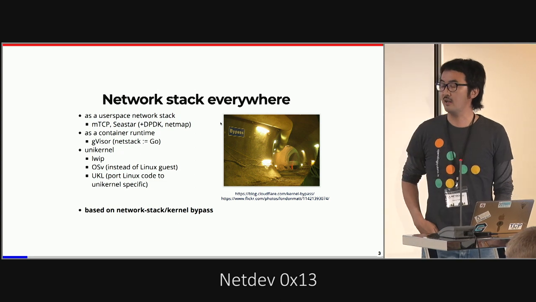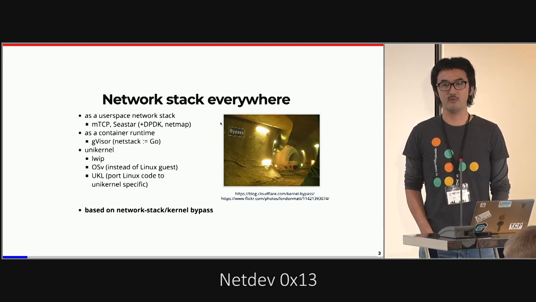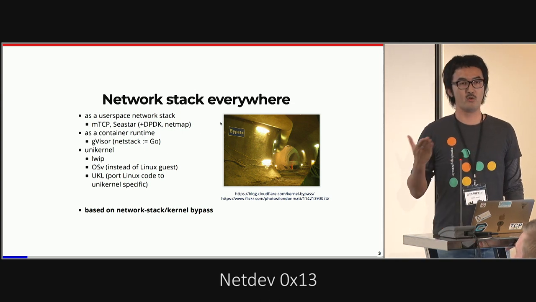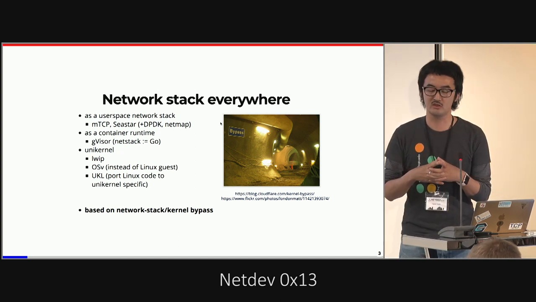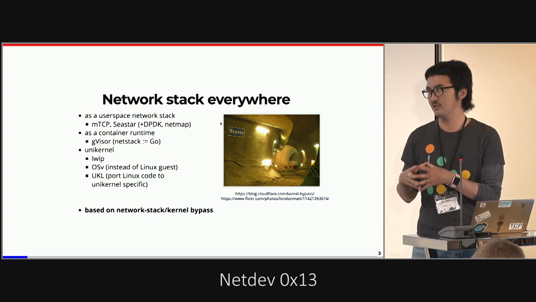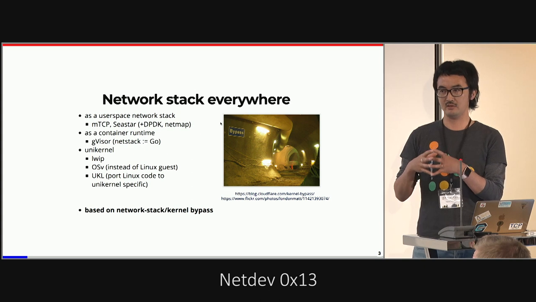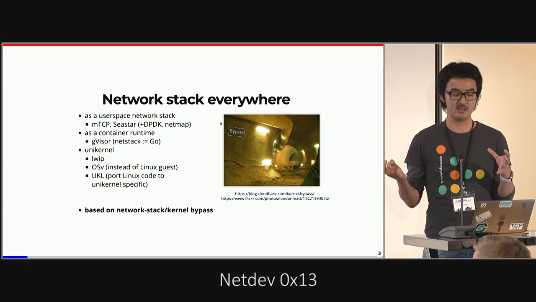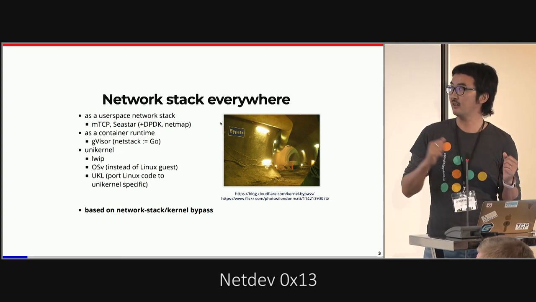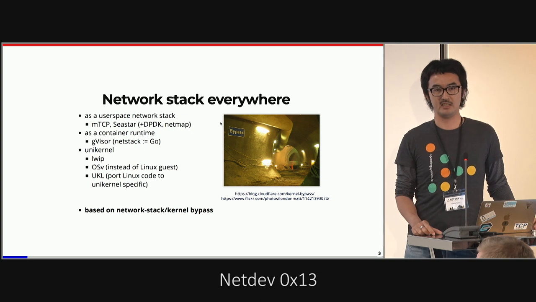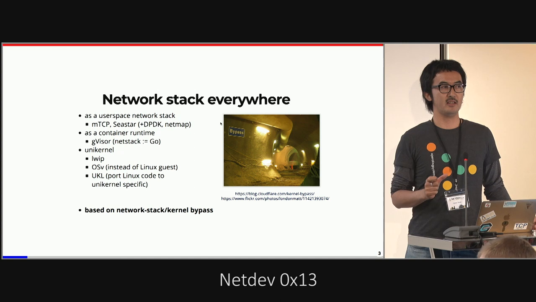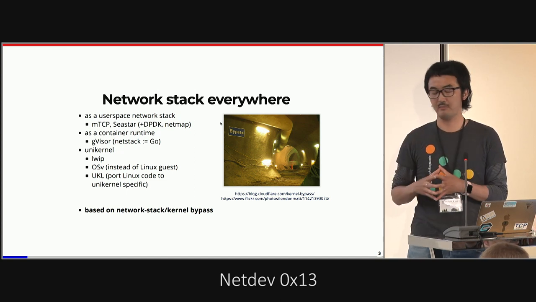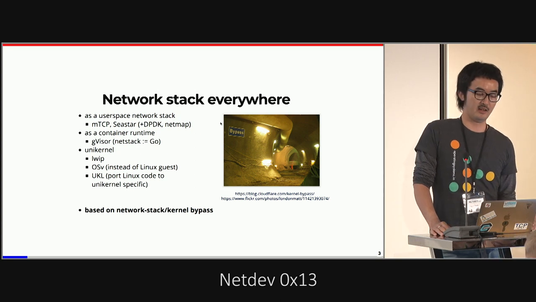And recently there was a newly implemented network stack used for pure user space network stack purposes. If you have an application but don't want to use the network stack in the host operating system, you can do it inside a user space application by attaching the network stack implementation inside the application. As shown in this slide, mTCP or SysTar are examples that can be categorized under these use cases. This user space network stack is usually used with network stack bypass or kernel bypass technology like DPDK or Netmap.